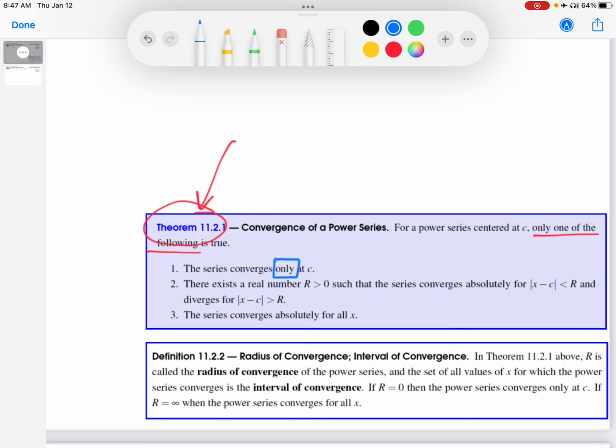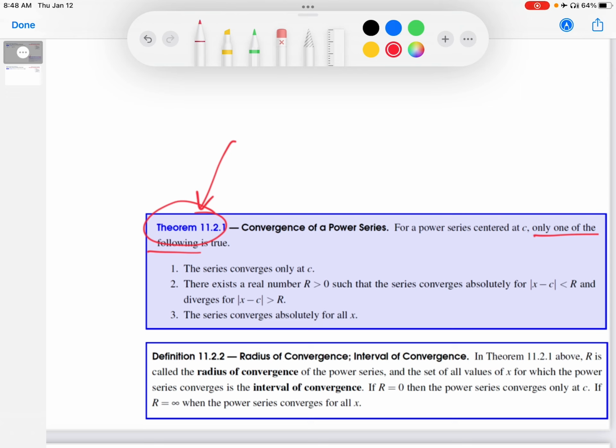All right. What's something else that could happen, though, right? So it might also happen that there exists a positive real number R such that the series converges absolutely for this interval and diverges for that interval. Okay, so what does that mean?